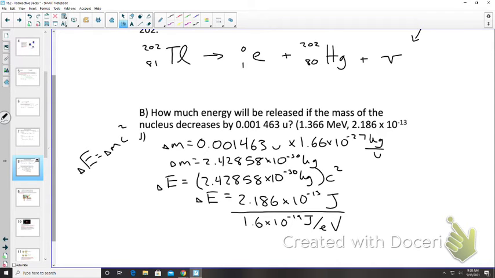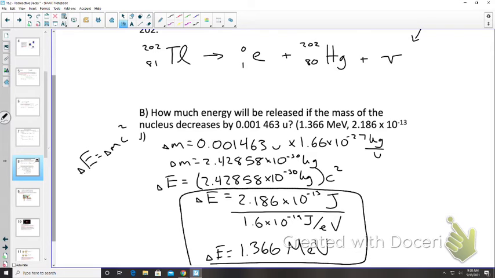And that will give you an energy release of 1.366 mega electron volts. Okay? I am totally fine if you leave your answer in joules. I actually prefer it in joules. It just means a little bit more to me. But if you want to convert it and present your answer in electron volts, that is totally fine. Just make sure you're able to go between joules and electron volts, right?